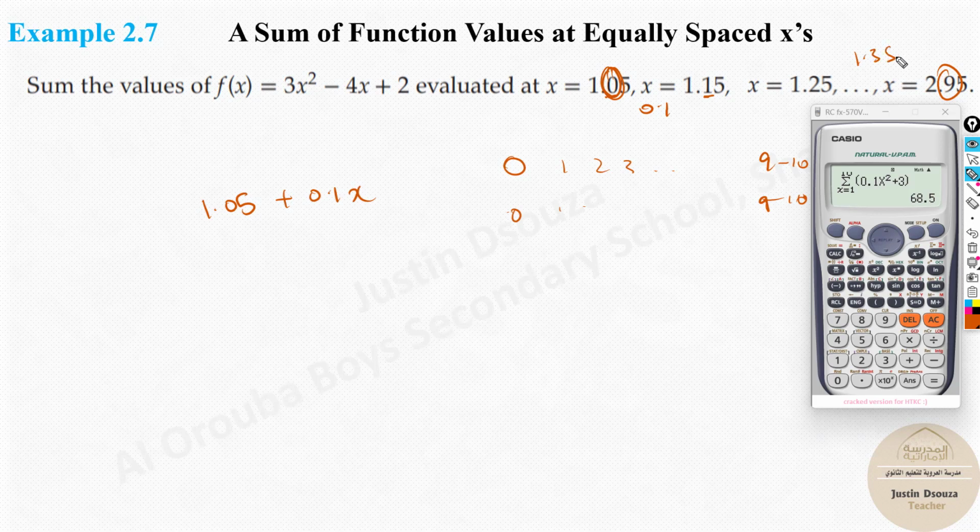Next one would be 1.35, 1.45. Just write it all out and then count it. You'll get the same one. So now let us write it in terms of summation. Let's use the x denotation because over here it's all x. X starts with what? It starts with the 1. And how many intervals? 20.